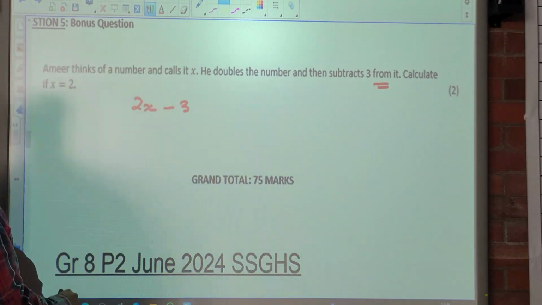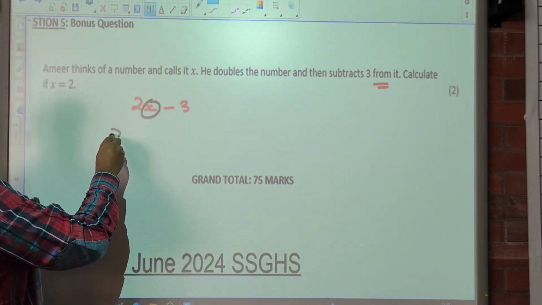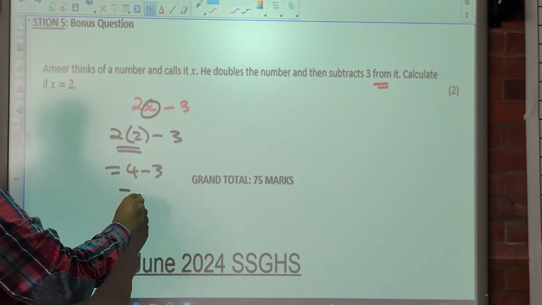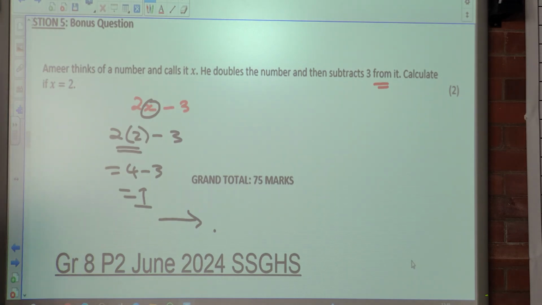That's right. Calculate if x is equal to 2. So if x is equal to 2, that's going to be 2 times 2 minus 3. 2 times 2 is 4 and 4 minus 3 is 1. People, that's how you answer that paper. Okay, not the way you guys have done.